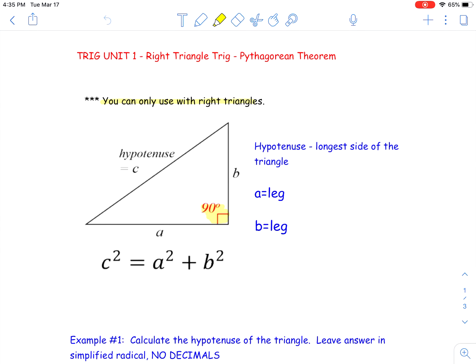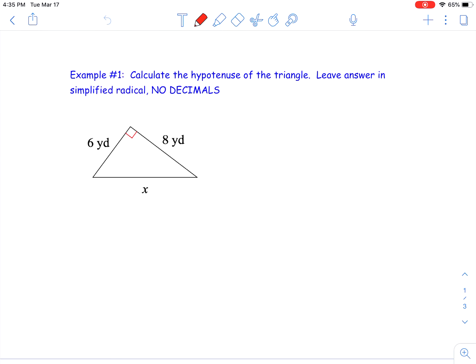When we look at the sides of a right triangle, the side opposite the 90 degree is our hypotenuse, and the other two sides are called legs. And then we use a squared plus b squared equals c squared as our formula. So that means if we take one leg and square it plus the other leg squared, it should be equal to the hypotenuse squared. So we're going to use this to help us find sides of a triangle.